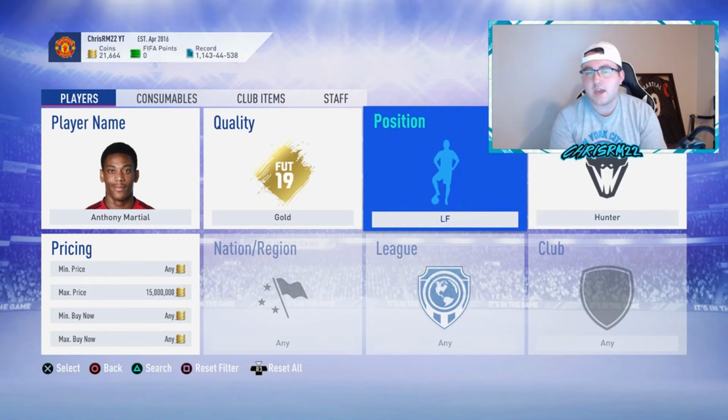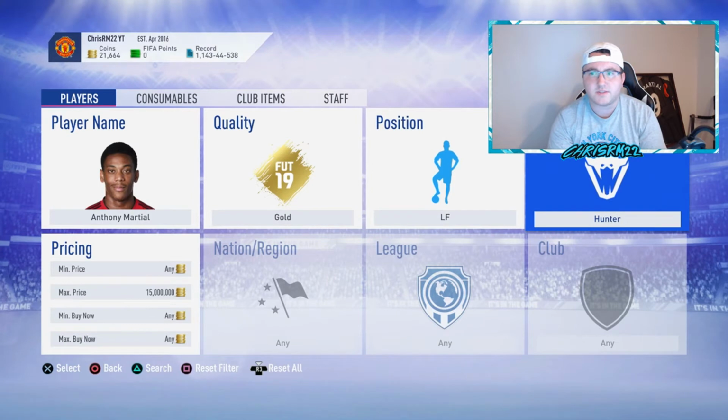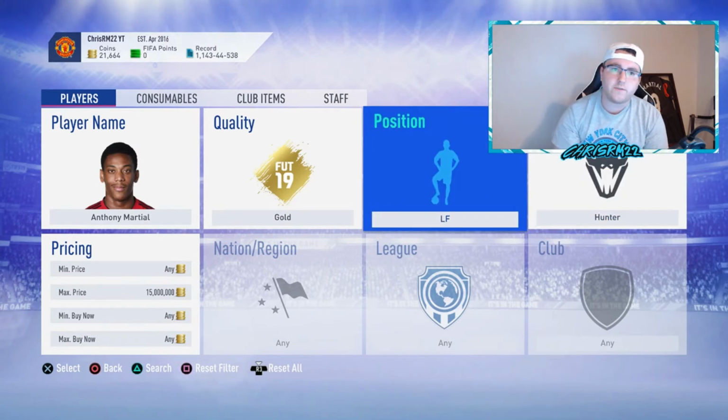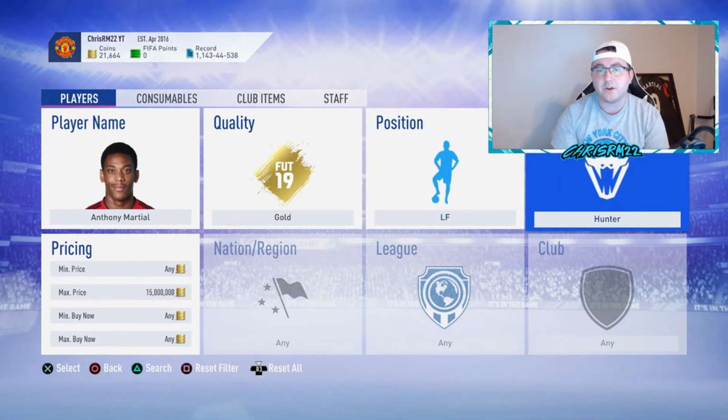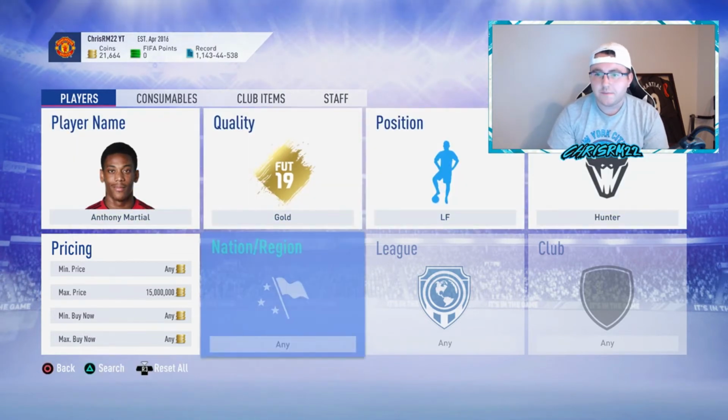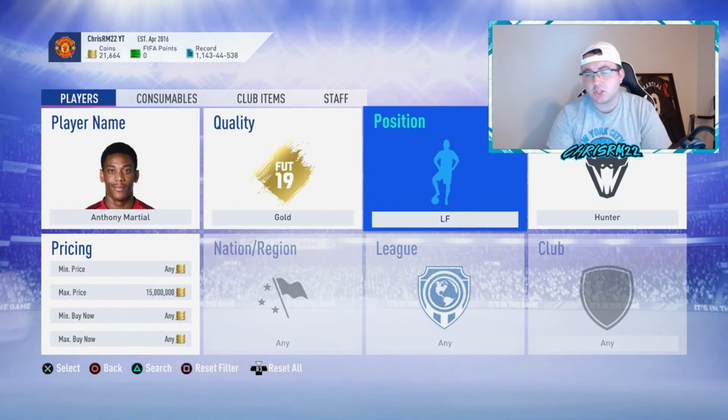For forwards and center attacking mid players, you want to look at Hunter as the chem style, or Hawk. Another one for CDMs, you want to look at shadow cards. That just is a lot better. Again, this is one way of doing the position change method.